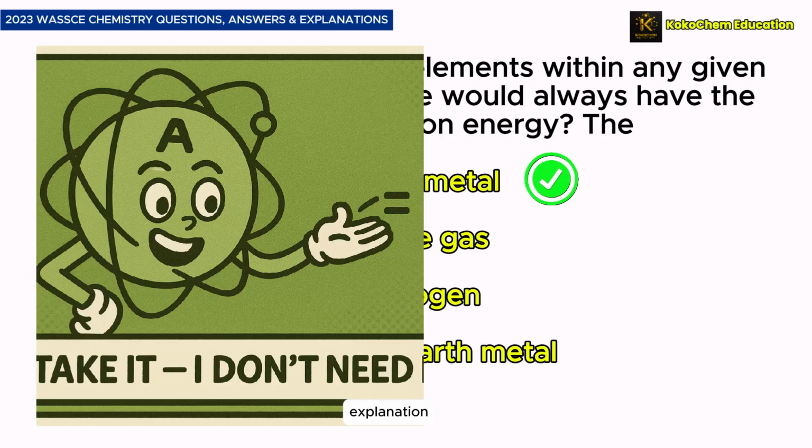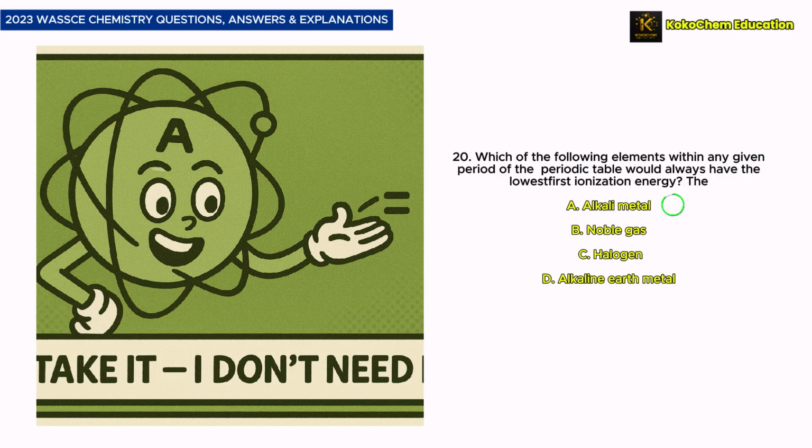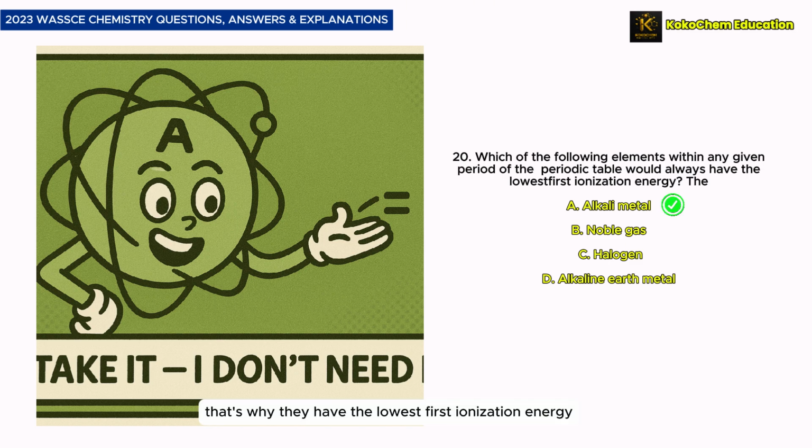Explanation: ionization energy is how much energy it takes to snatch an electron. So alkali metals like sodium or potassium, they give their electrons away like free samples, like charity. That's why they have the lowest first ionization energy. One thing to remember is that an alkali metal atom tosses an electron like a gift. The punchline here is that alkali metals always say, "Take it, I don't need it."